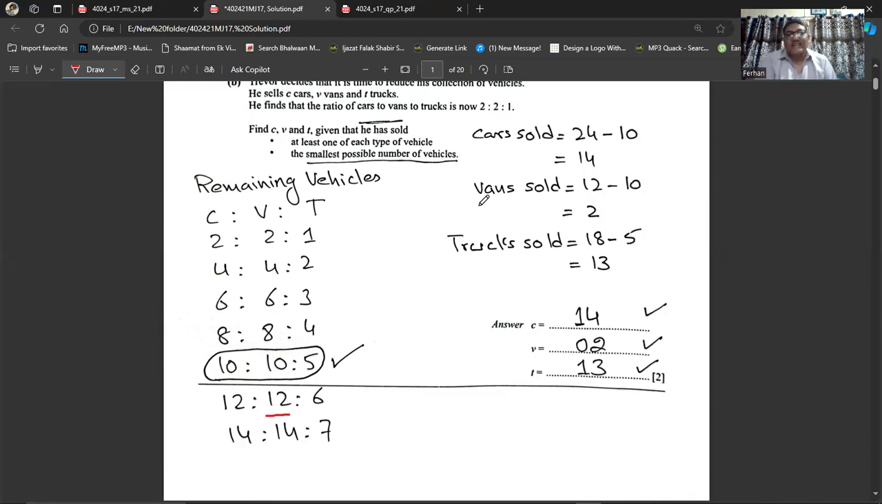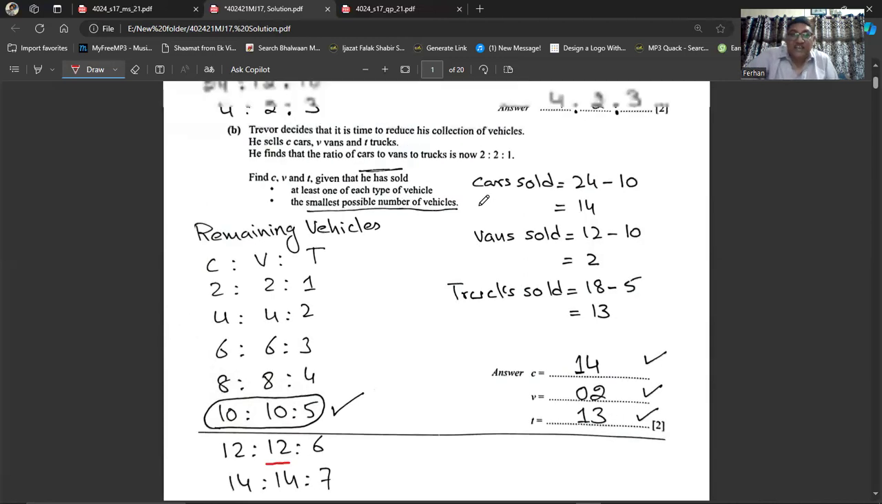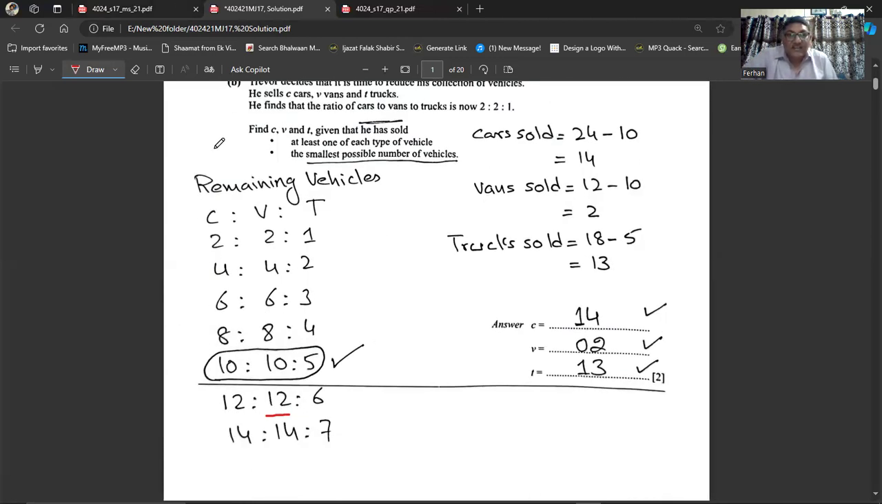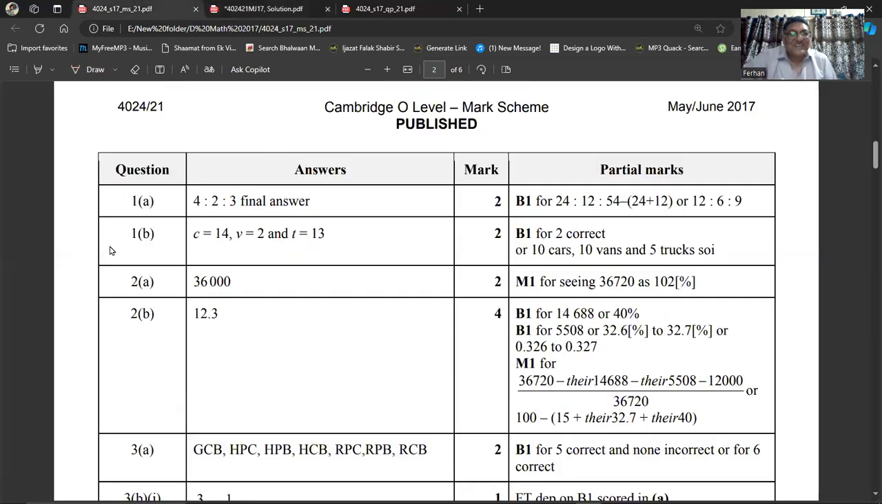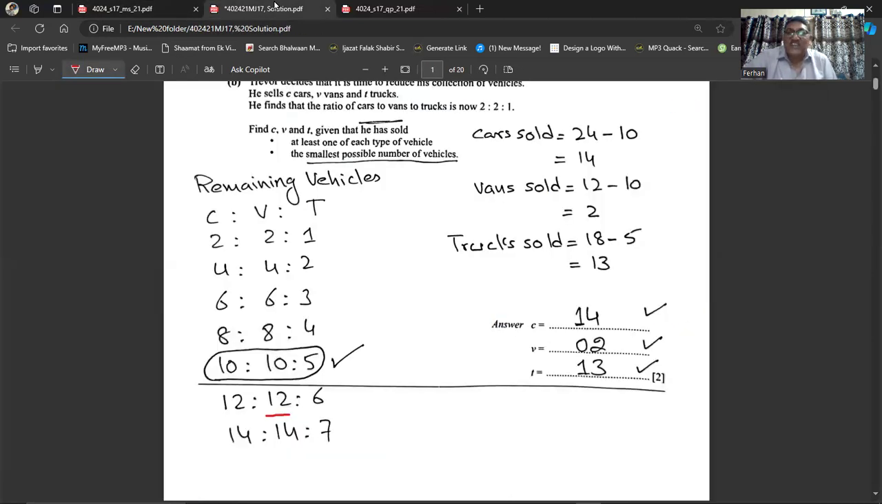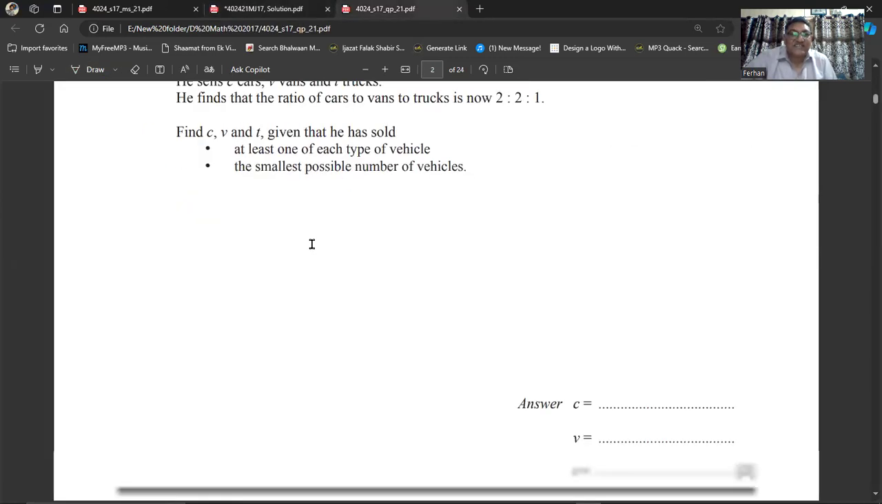If the trucks were 18 and now the remaining trucks are 5, how many trucks have they sold? That is 18 minus 5, that will be 13. So the cars sold are 14, the vans sold are 2, and the trucks sold are 13. This B part is an A star question, and I hope you understand this. It's a bit difficult, a very tricky question, a 2 marks part, but it's an A star question.